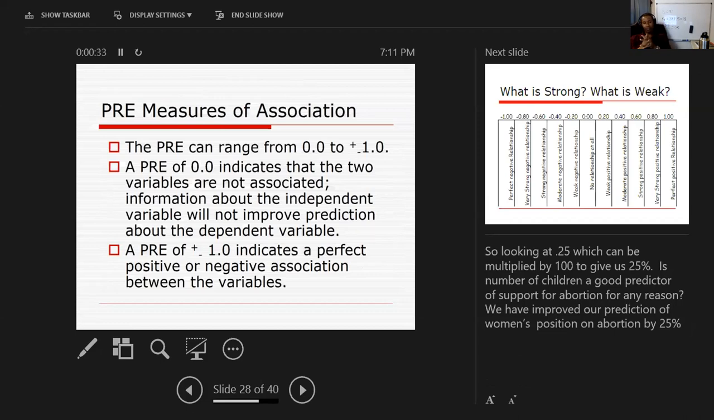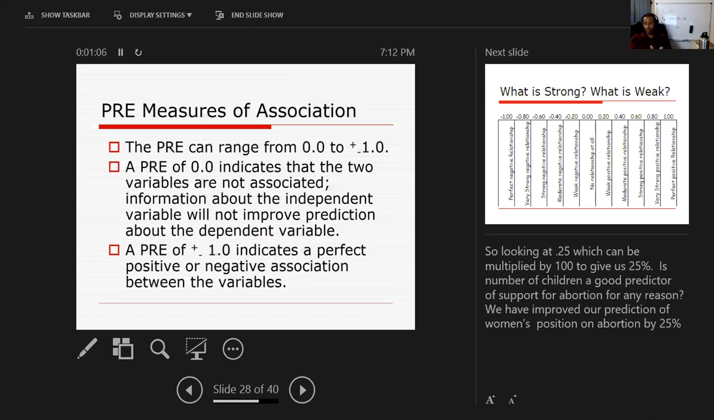Now, if it's a positive number, you know that it's a positive relationship or a direct relationship. If it's a negative number, then you know it's a negative or inverse relationship. Inverse meaning as one variable goes up, the other one goes down. Positive meaning as one variable goes up, the other one goes up. As one variable goes down, the other one goes down. Okay. Now, a PRE of 0 means that there's no association between the two variables whatsoever. So the independent variable doesn't help you predict the value of the dependent variable at all.